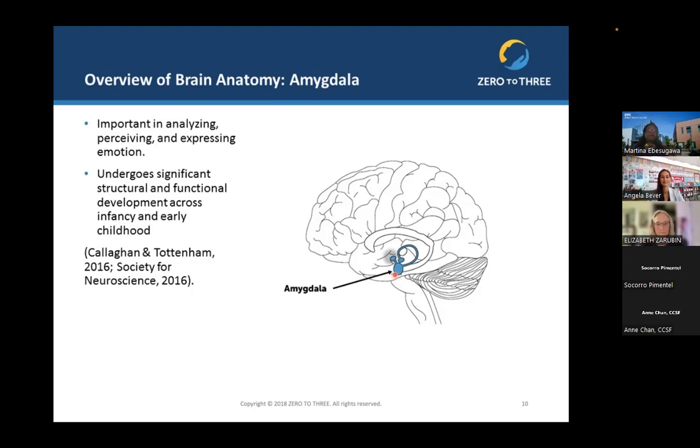The other thing about the amygdala is that it also includes emotions such as sadness, anger, joy, all of the different emotions that you might think of are coming from the amygdala.